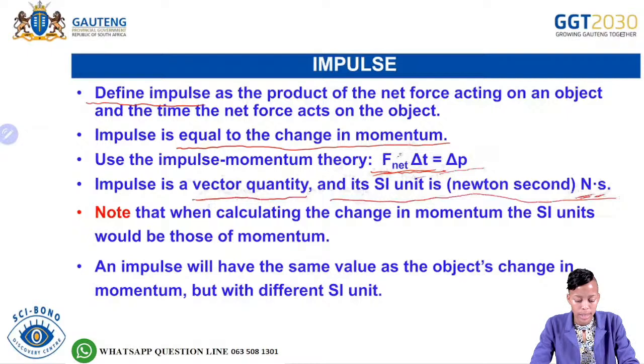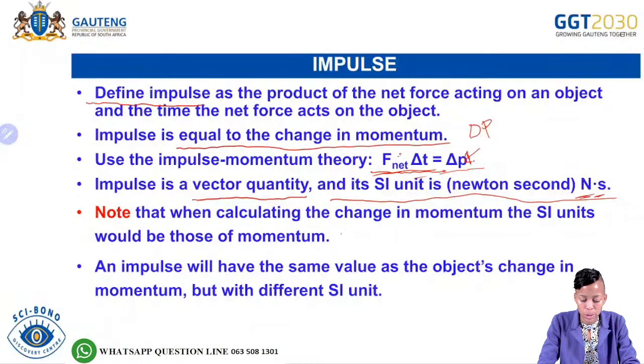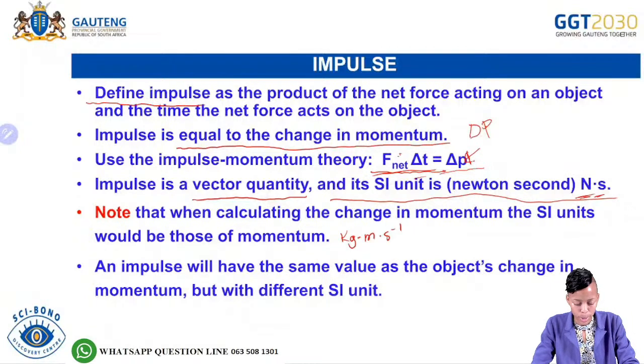Okay. Then it says, note that when calculating the change in momentum, the SI units would be those of momentum. So whenever you are going to calculate the change in momentum, which is this one here, so change in P, the SI units would be those of momentum. And what are the SI units of momentum? The SI units of momentum is kilograms meters per second.